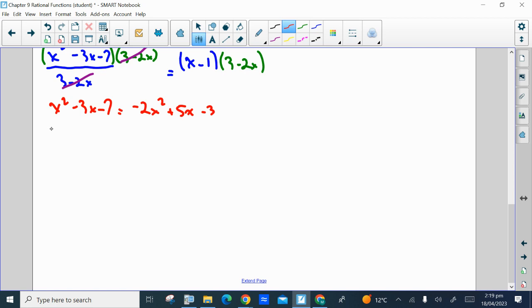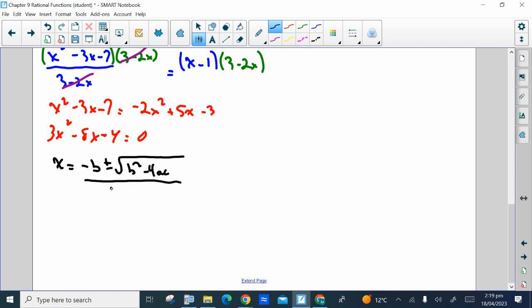So adding 2x squared to both sides gives us positive 3x squared on the left. Subtracting 5x from both sides gives us minus 8x. Adding 3 gives us minus 4. And this is not factorable. But we can still solve it by using the quadratic formula. And it's on your formula sheet, so you don't have to memorize it.